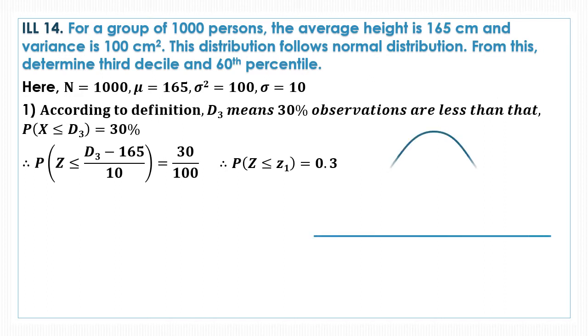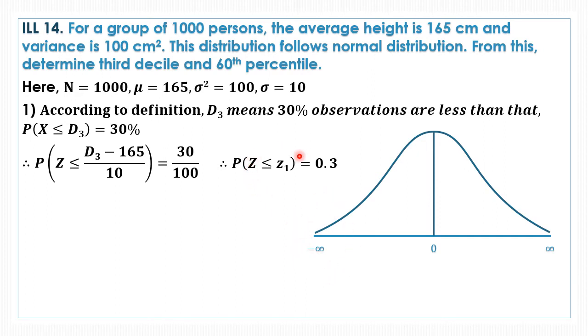Now again we have to start drawing our curve here. I have explained this before, but let me explain it again. Z is less than z1. So whenever a less-than sign is there, we start with negative infinity.